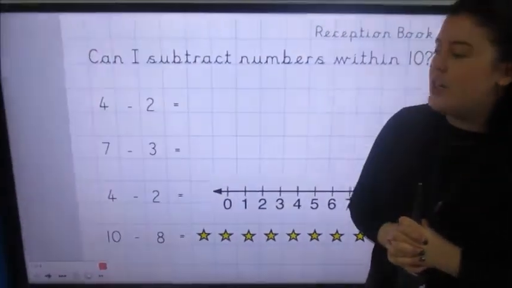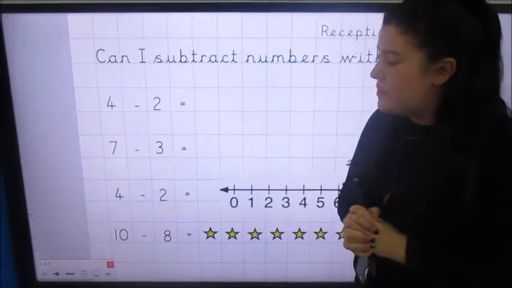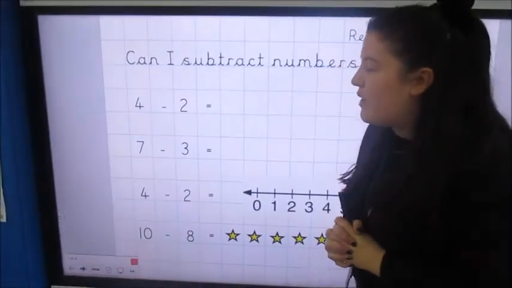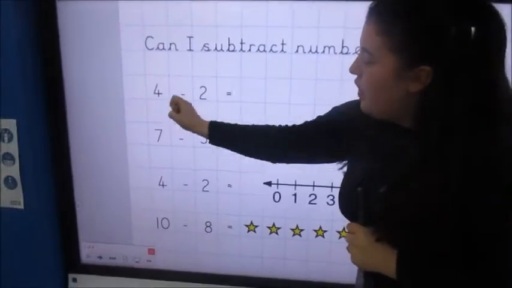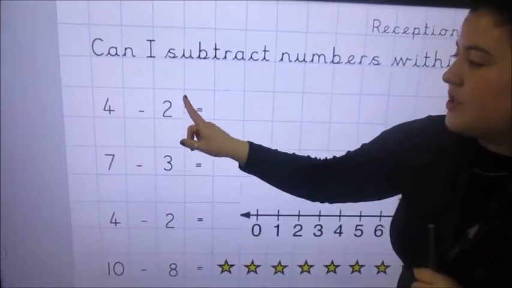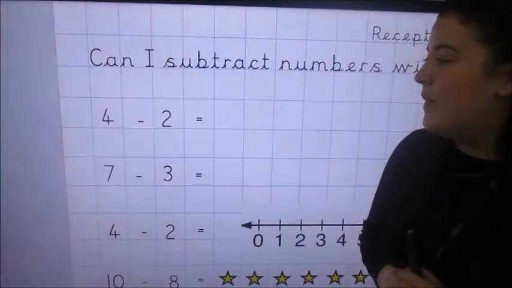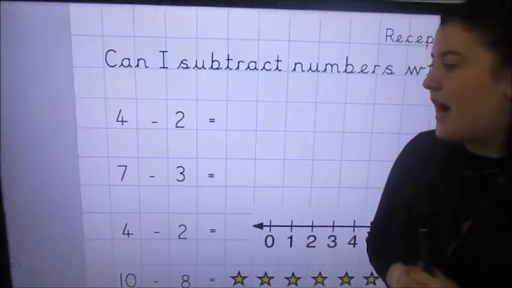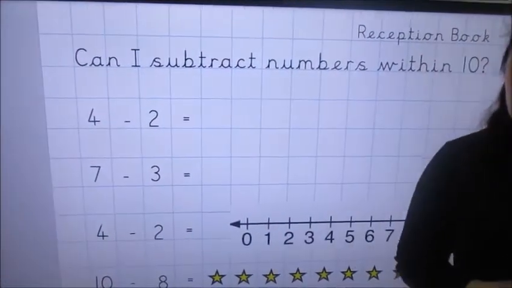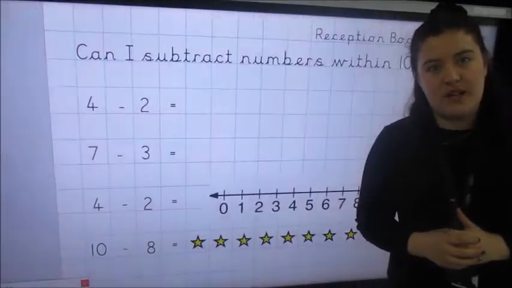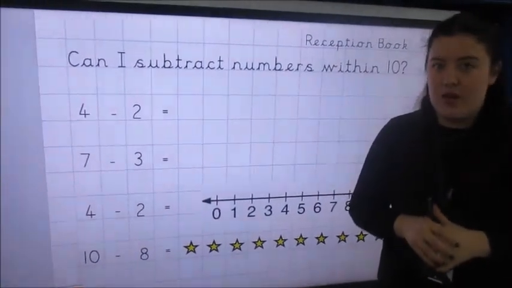So if we look at the first one together, and you've got lots of questions similar in your workbooks, we've got to think really carefully what it's saying. So let's go. It says 4 subtract 2 equals. So that's our first sum. So 4 subtract 2 equals something. Now I'm going to show you how we can do this in lots of different ways, because you need to choose which method is the best for you in your workbook.